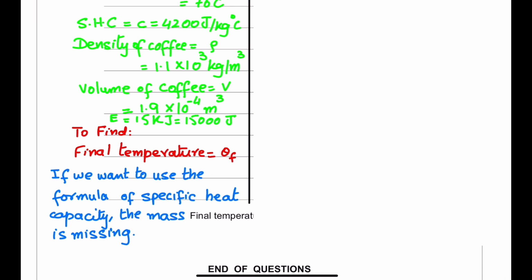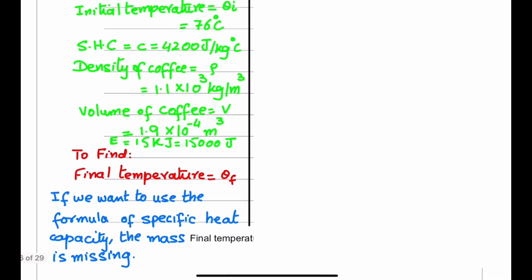If we want to use the formula of specific heat capacity, the mass in the equation is missing. First of all, we need to find the mass of the coffee, and we need to use the formula of the density, and we need to use the volume in the formula to find the mass of the coffee. Let's see the model answer.